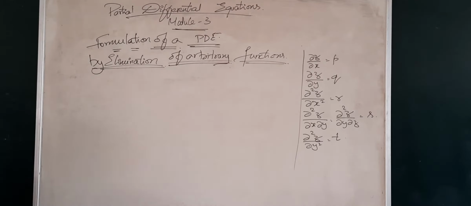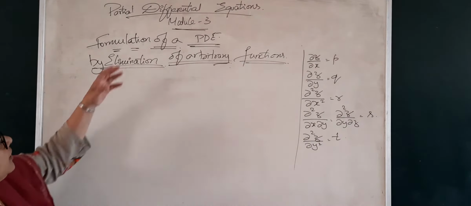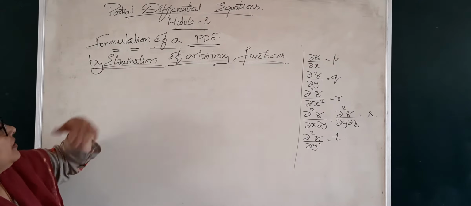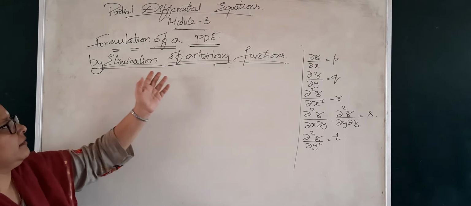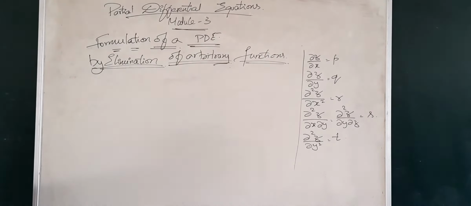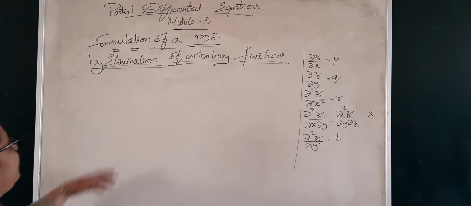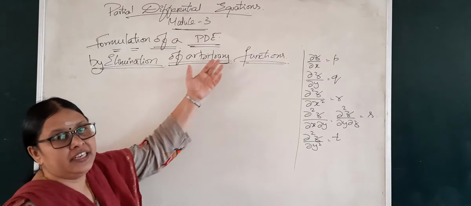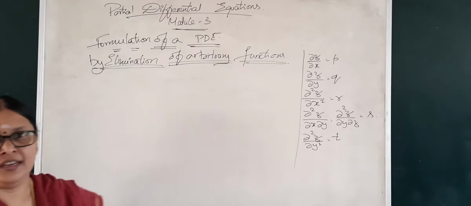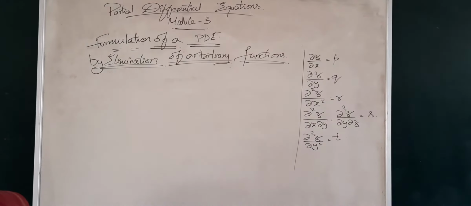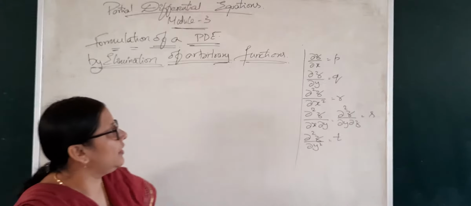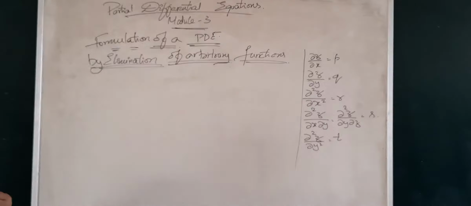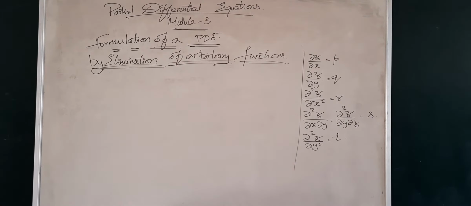Let us see the next concept under the third module, that is partial differential equations. In the previous concept we checked how to formulate a PDE by eliminating the arbitrary constants, and here we have the next concept where you are going to eliminate the arbitrary functions. That's it. The procedure will be more or less the same. We use the standard notations P, Q, R, S and T for the partial derivatives with respect to x and y, first and second orders.